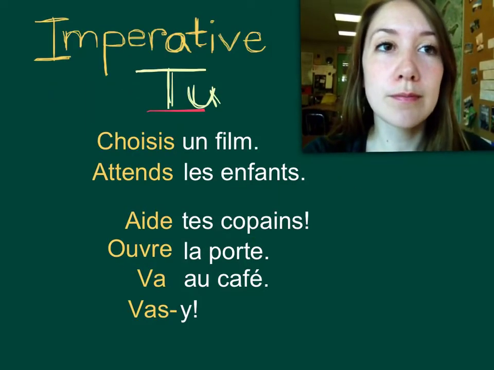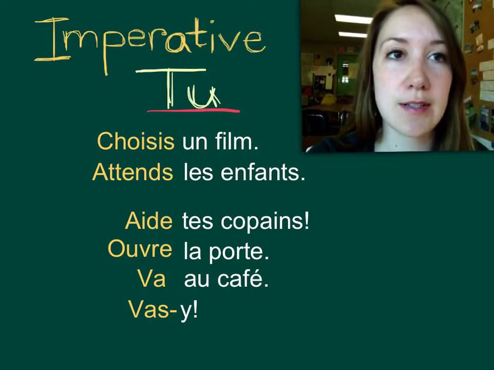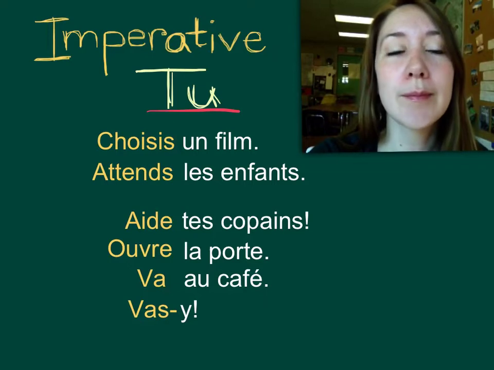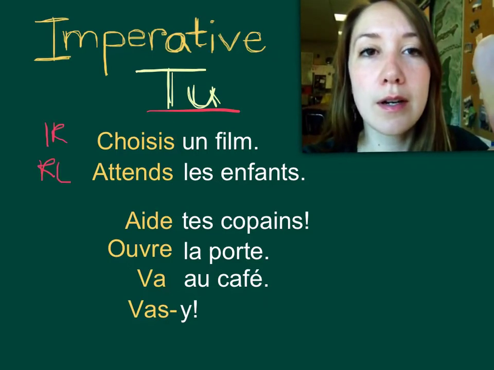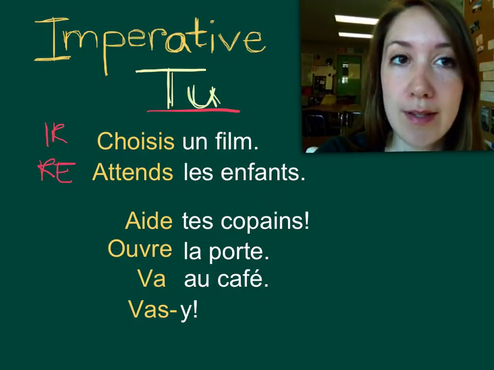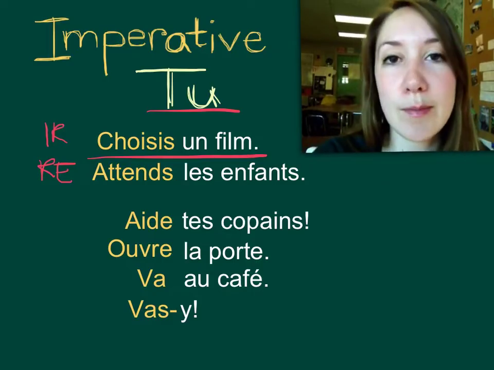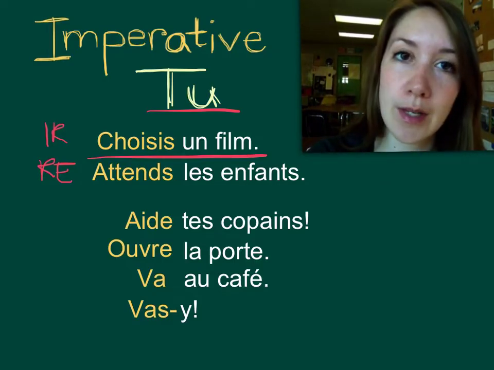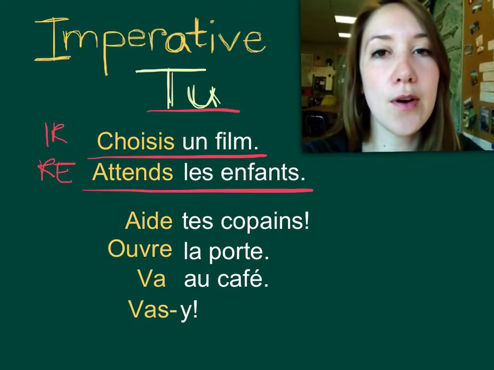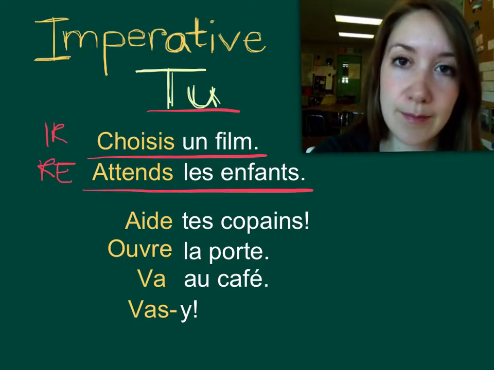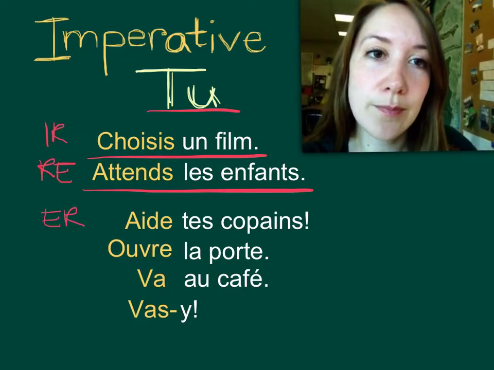For tu, it gets a little bit trickier. If I'm giving a command or making a suggestion to someone I would call tu, then for IR and RE verbs, our conjugations stay the same as always. So for IR verbs like choisir, choisis un film. Choose a film. For RE verbs like attendre, attends les enfants. Wait for the kids. But for ER verbs, we have a slight change.